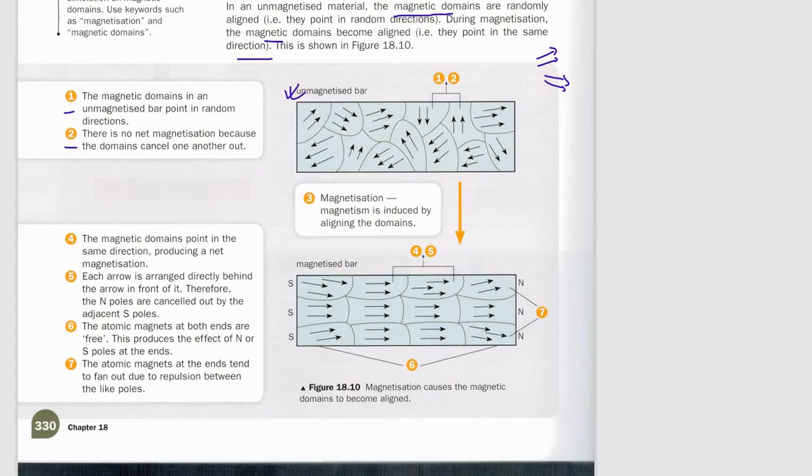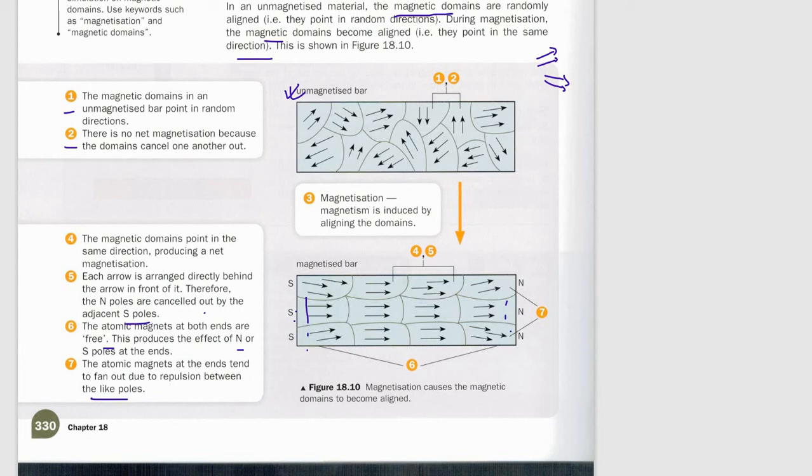Each arrow is aligned directly behind the next arrow. Therefore the north poles are cancelled out by the adjacent south poles. Now the atomic magnets at both ends are free, and this produces the effect of north and south poles. The last part is not cancelled out, and it will give you a polarity. The atomic magnets at the ends tend to fan out due to the repulsion between like poles, obviously.